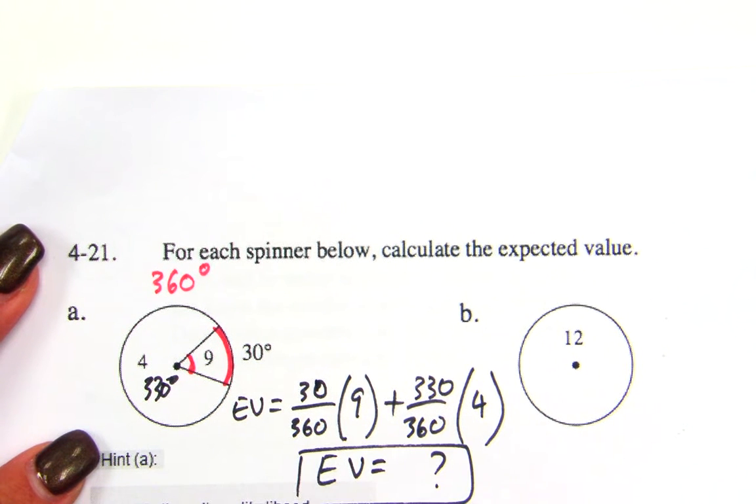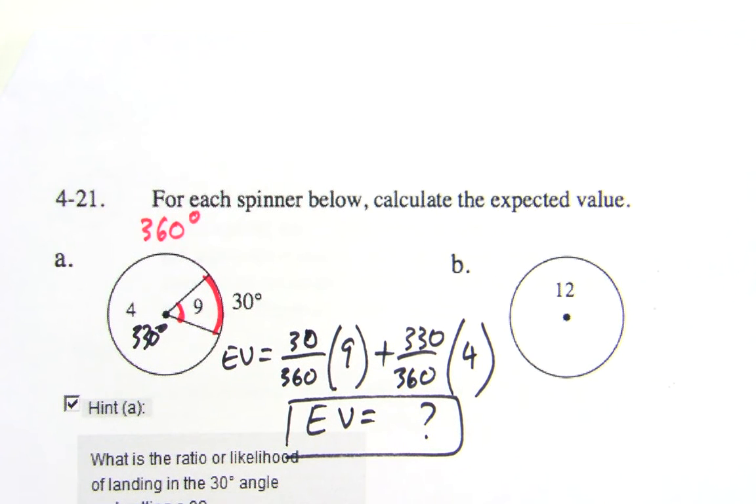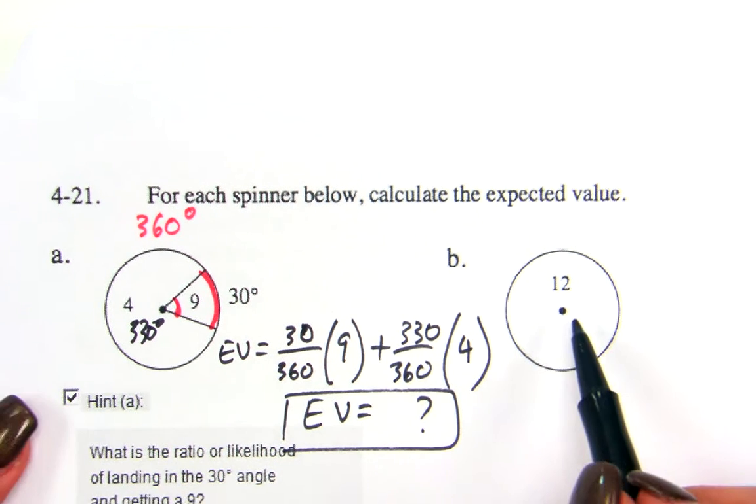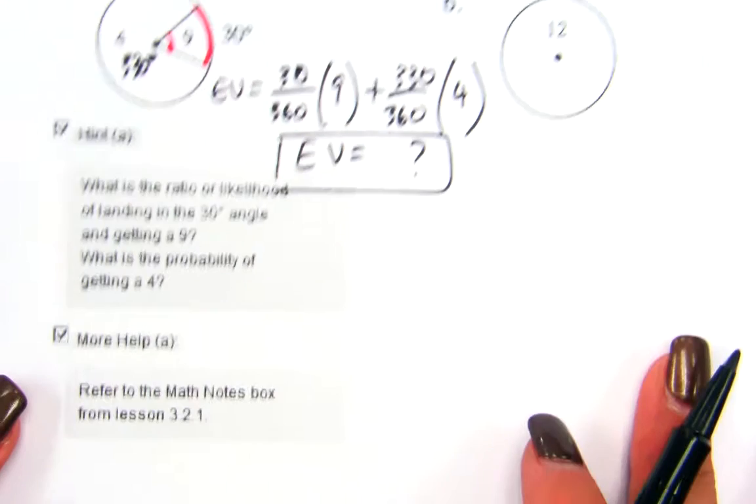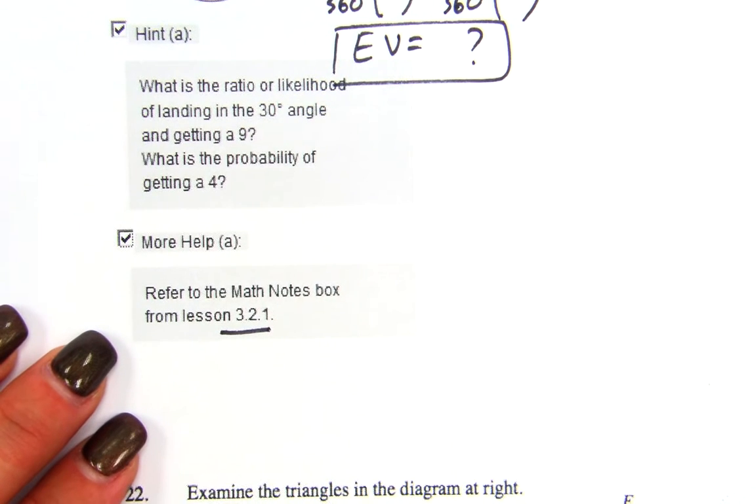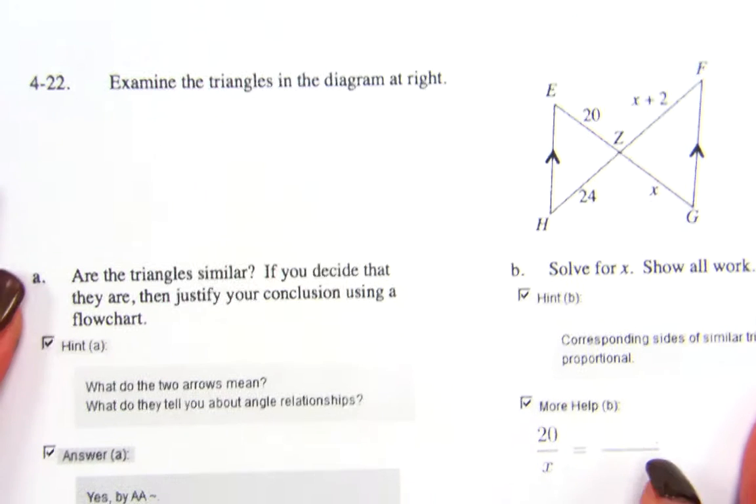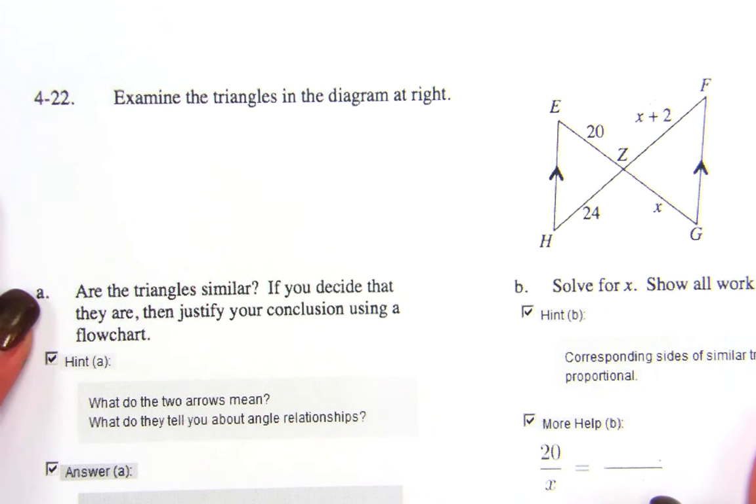And the question is, what's the expected value? So what's the value of getting a 4? What's the expected value of getting a 9? And then you're going to need to do the same thing with 12. Okay, and if you're still stuck, you can refer to the math notes page in lesson 3.2.1 in your book.